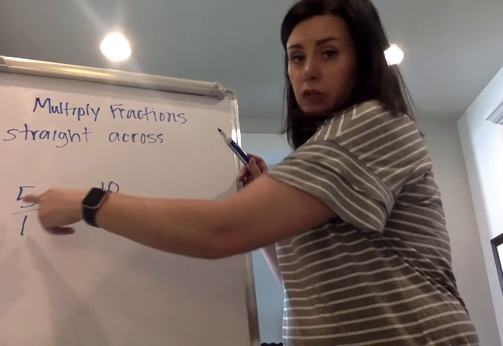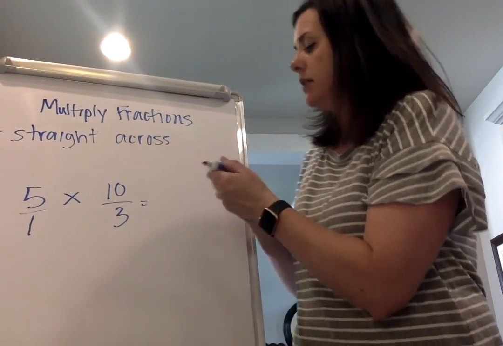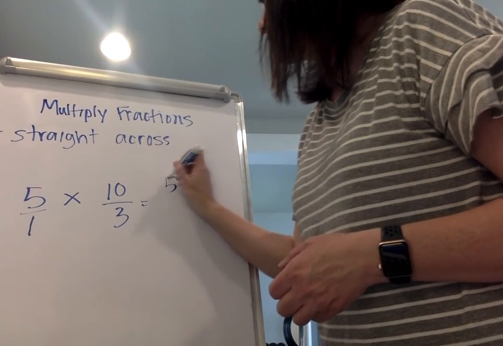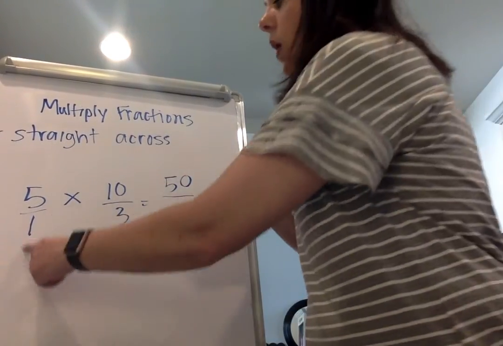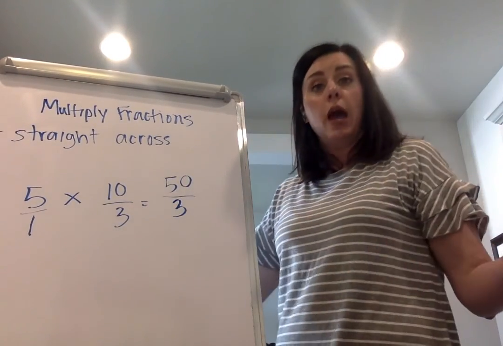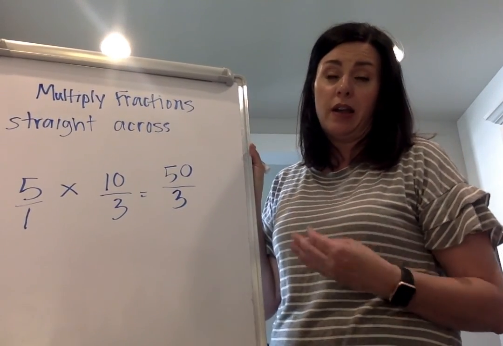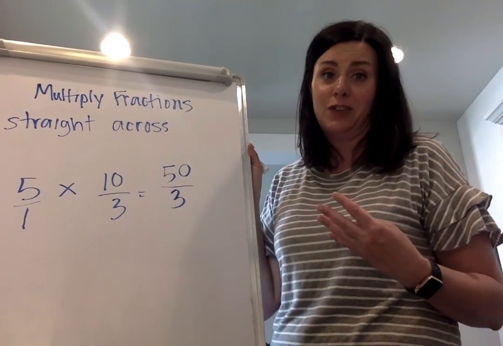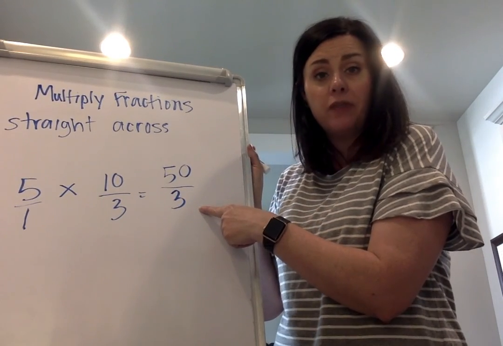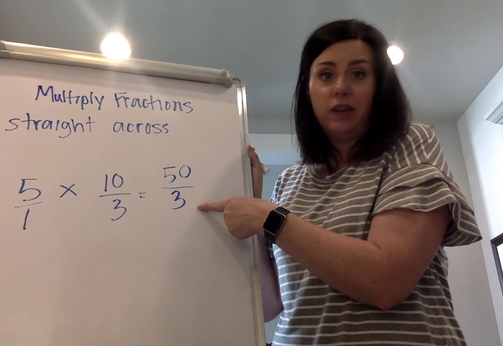So numerators times numerators, denominator times denominator. So 5 times 10 is 50. 1 times 3 is 3. Ooh, now we've run into another thing that we've got to deal with before we can come up with our exact last answer, right? 50 over 3 is an improper fraction, which means that the numerator is larger than the denominator. We don't want to leave it like that.